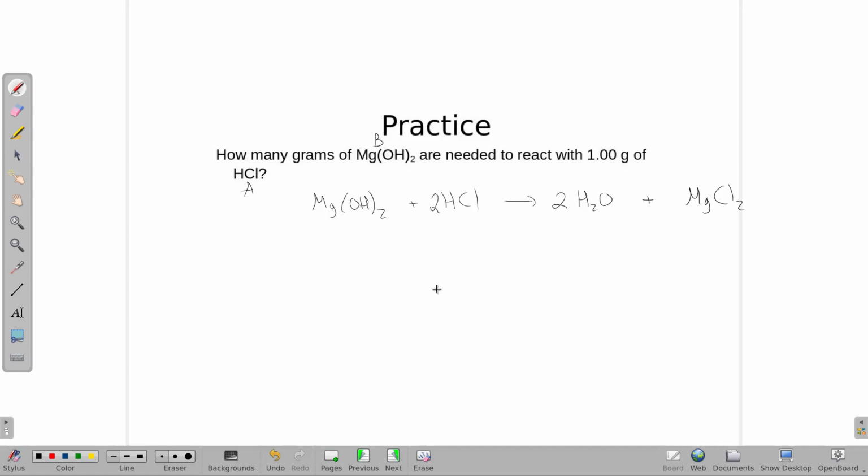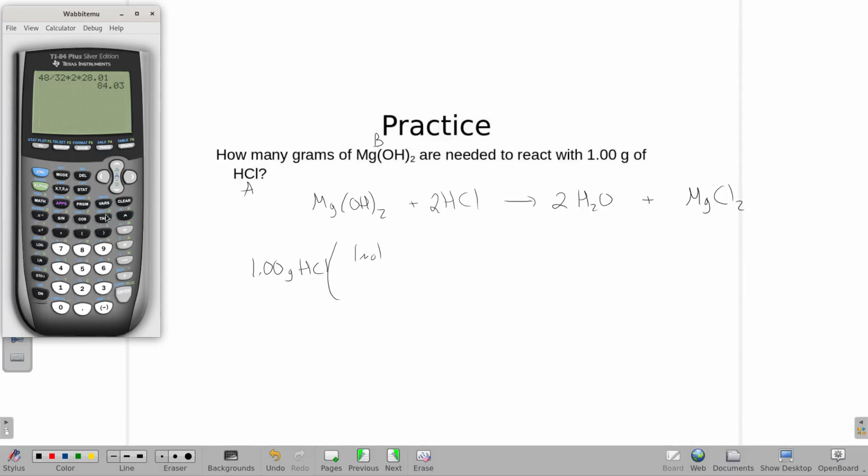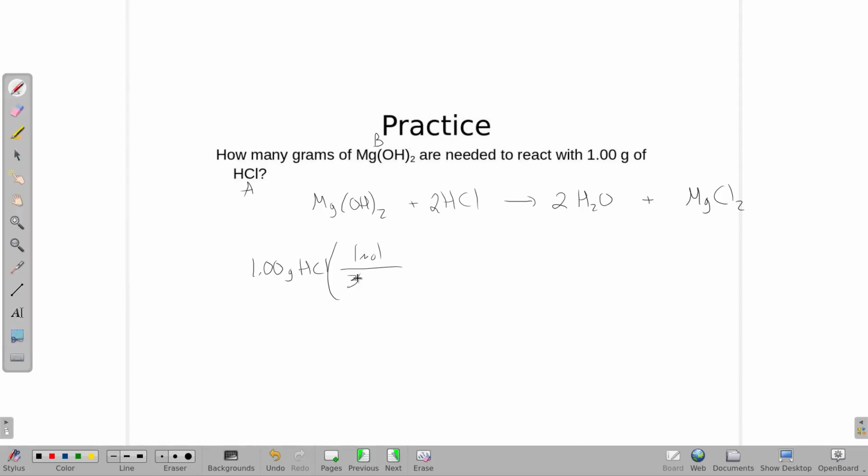All right, we want to know how many grams of magnesium hydroxide are needed to react with 1 gram of HCl. Very first thing, I need to convert that to moles. I've got my periodic table right here. 35.45 is the mass of Cl, and 1.008 is the mass of hydrogen. So this is 36.46.